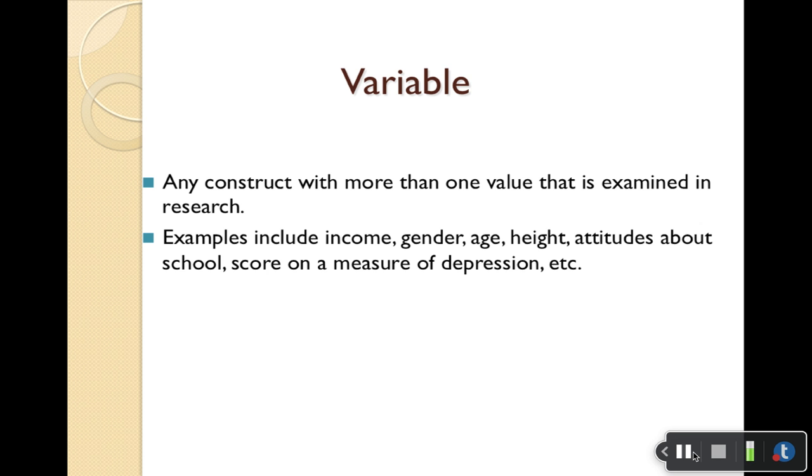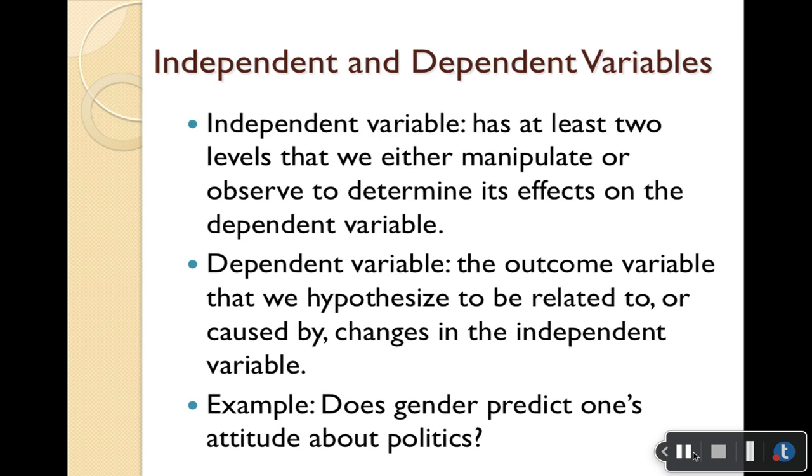I want to go through a couple other basic vocabulary words just to make sure that we're all on the same page and using the same language. We'll be talking a lot about variables, and a variable is really anything with more than one value that we're interested in research. So this could be something like income, gender, age, height, attitudes about anything, personality. Any of these things can be a variable.